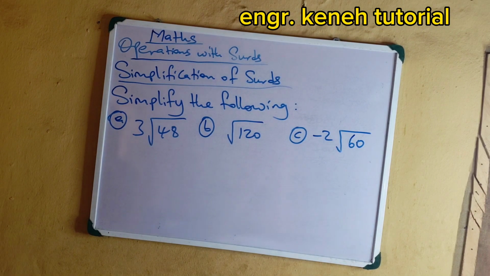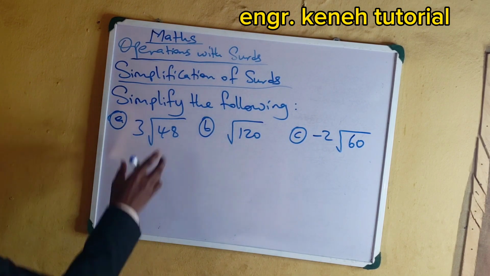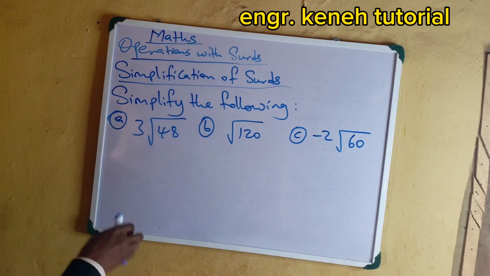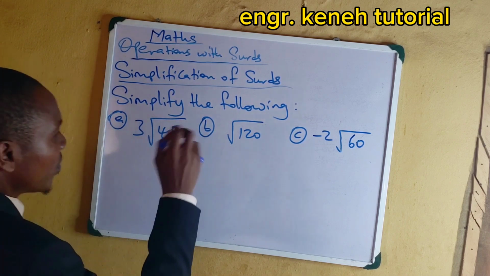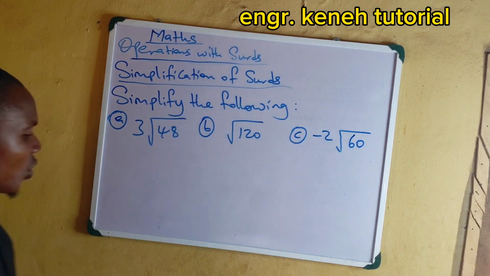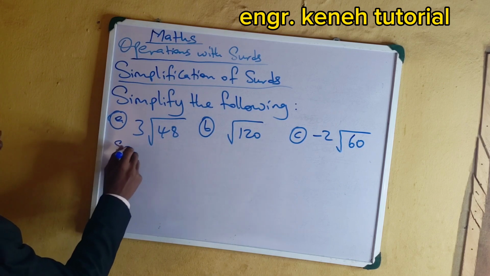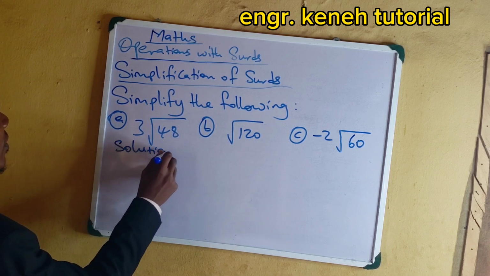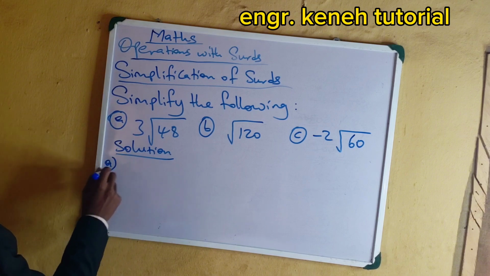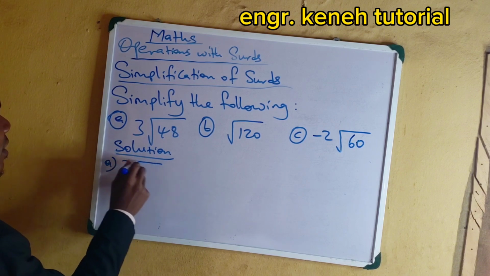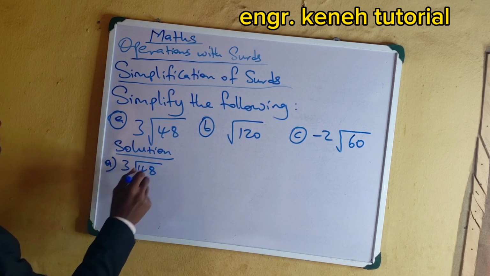How do we simplify this? This simply means reduce this surd to basic surd. That is the meaning of simplifying the surd. All right, let's start with this one. For us to simplify this, let me bring it down. They say simplify this surd.